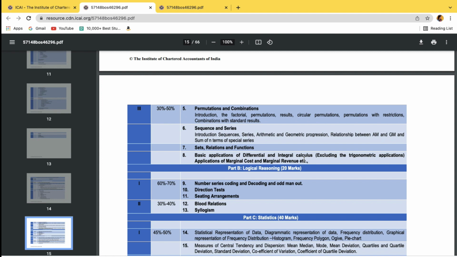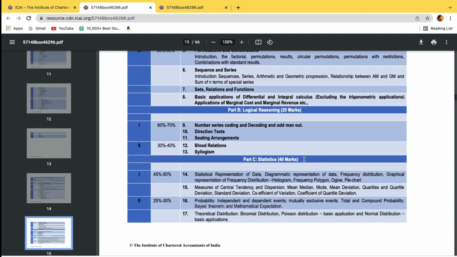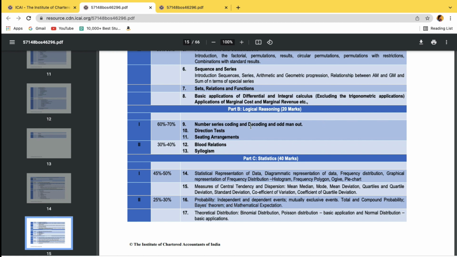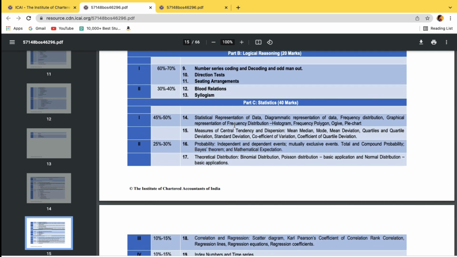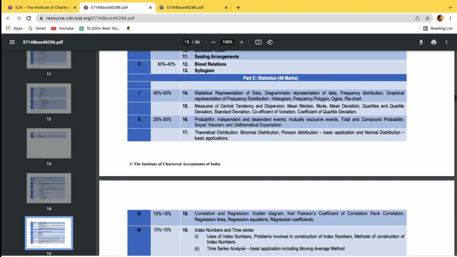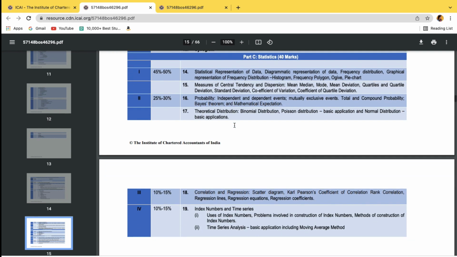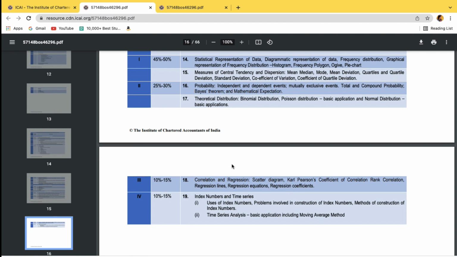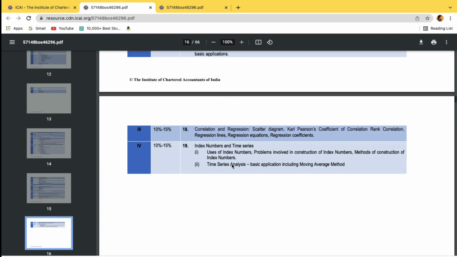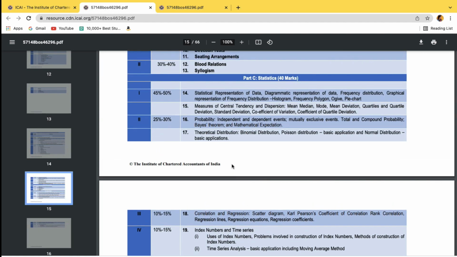Then comes your logical reasoning, which is for 20 marks, very easy to score. A bit theoretical, but yeah. Statistics, 40 marks. You must have studied in your class 12 also in your economics, correlation, regression and everything. Thorough practice will help you score good marks. Subjective paper, not a big problem. You can score good marks in maths as well.